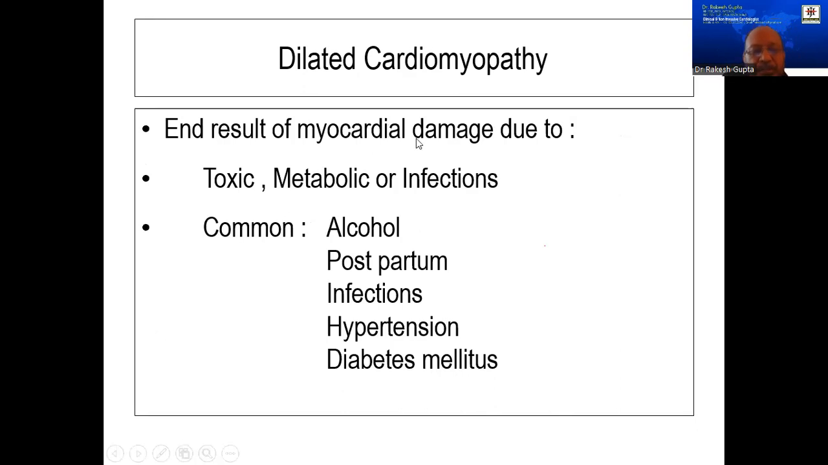In our country, we see causes such as toxic, metabolic, and infectious, but we see a lot of people suffering from diabetes mellitus and hypertension. Infections are mostly viral, which we saw a number of times. We do see alcoholic cardiomyopathies a lot in the eastern part of India. Postpartum cases are very few, but all of them look like dilated cardiomyopathy. Couple of you sitting over here may be thinking, why am I talking of hypertension in dilated cardiomyopathy?